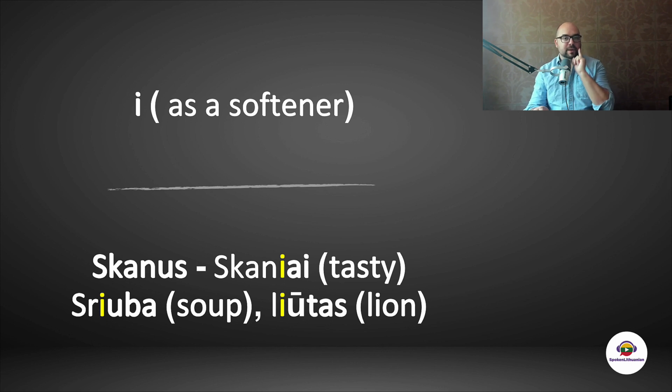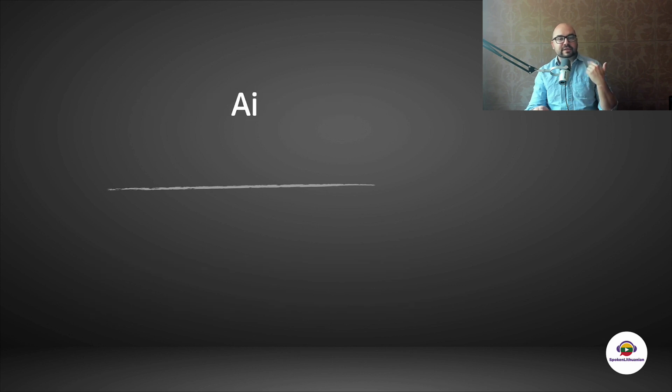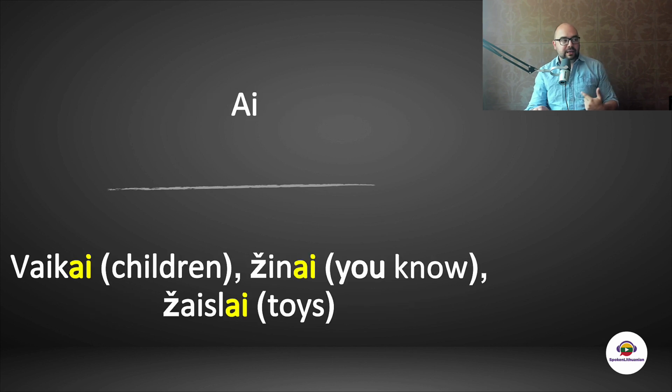I'm pushing my tongue to the upper part of my mouth. Now we have the sound I. Like for example, vaikai, or žinai, or žaislai, toys. It's usually when we have a masculine noun. This is the ending. Žaislai, vaikai. I is the ending for the plural.